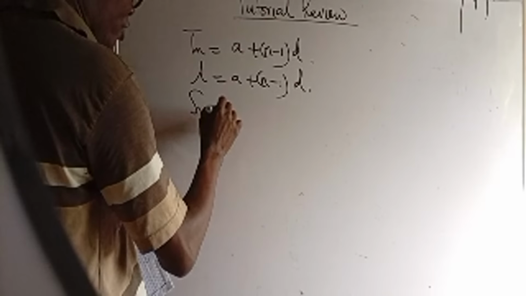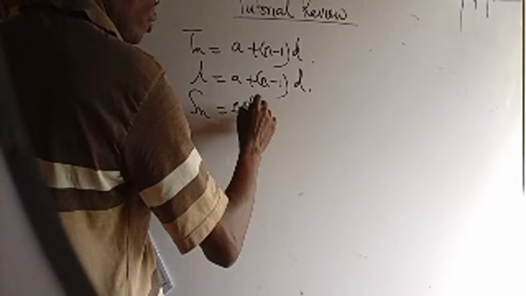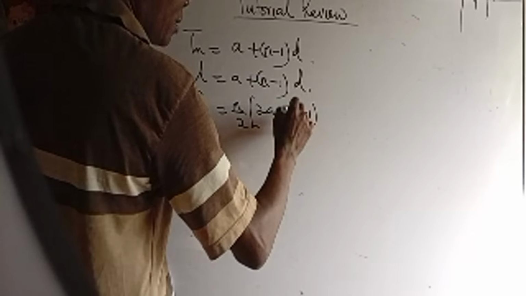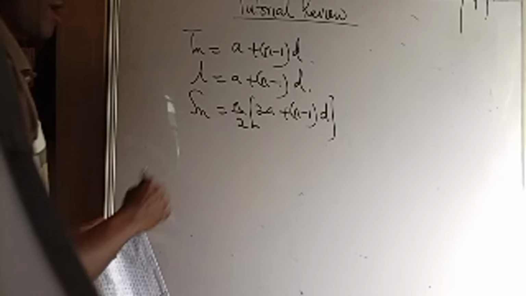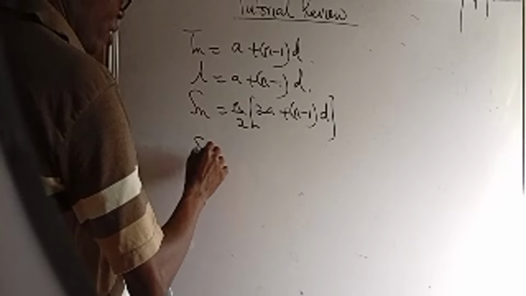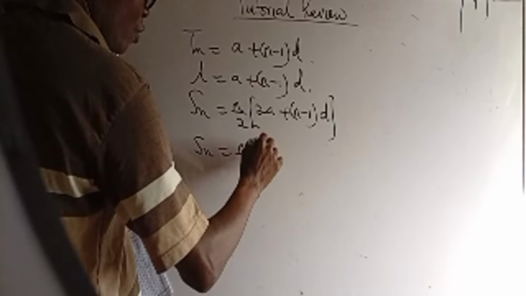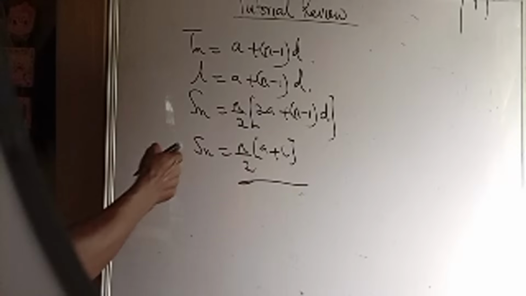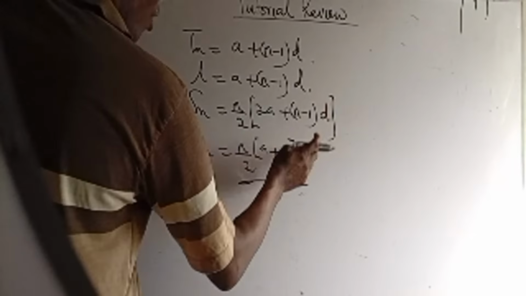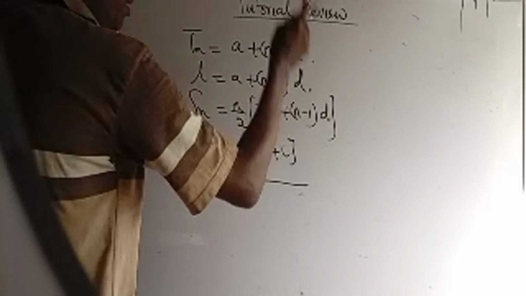Now, what is the sum of n terms? Sum of n terms equals what? N all over 2 into what? 2A plus (N minus 1) times D. If you can still remember that, click quickly. Or you can say that Sn is equal to N all over 2 into (A plus L). That is if the last term is given. So you either use this or this.